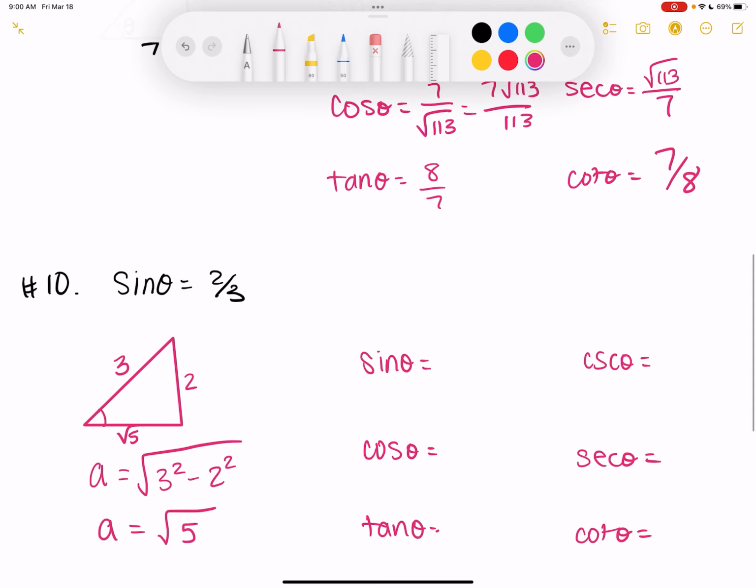Okay. So, sine equals. We were given that one. Alright, next one. Square root of 5 over 3. So then 2 over the square root of 5, so that would equal 2 square root of 5 over 5.